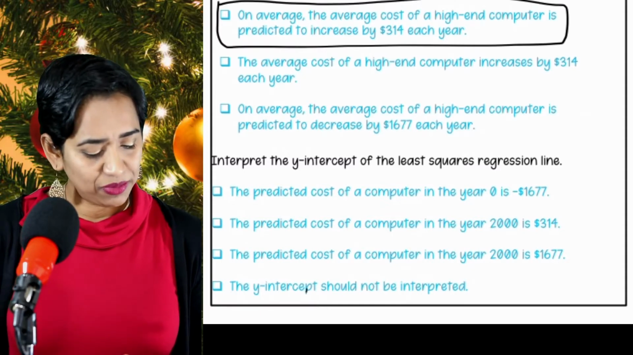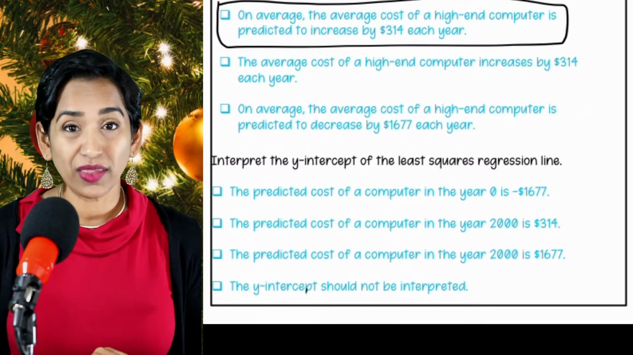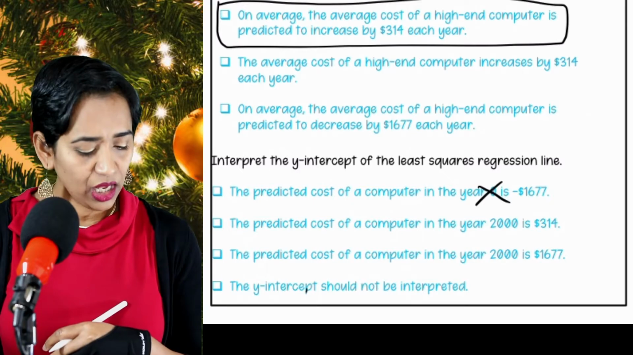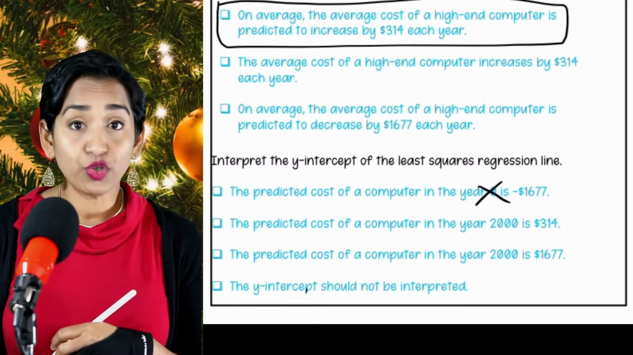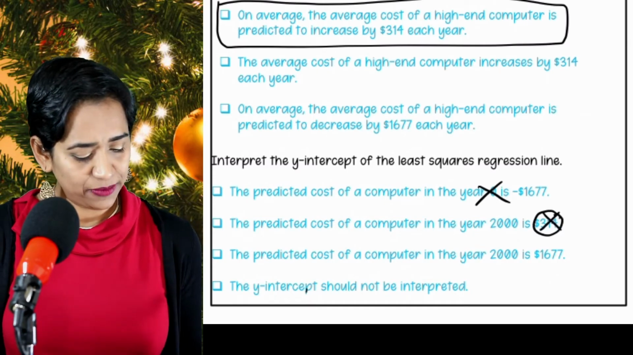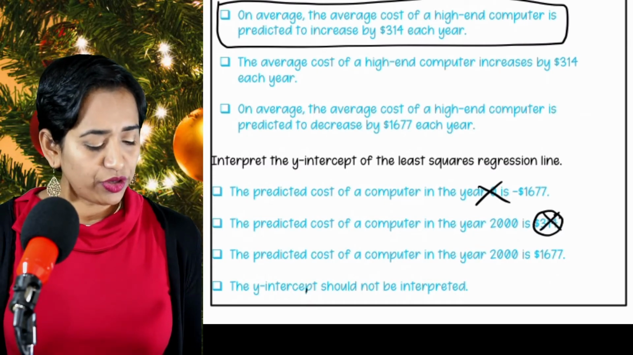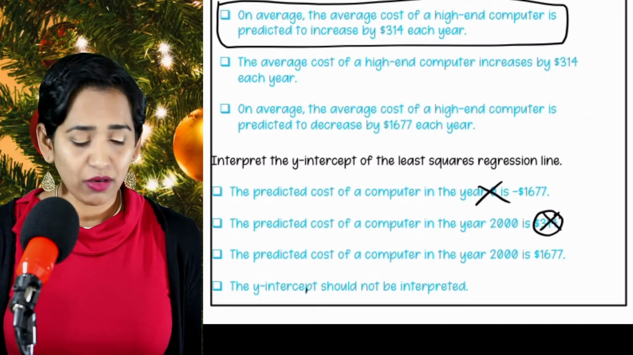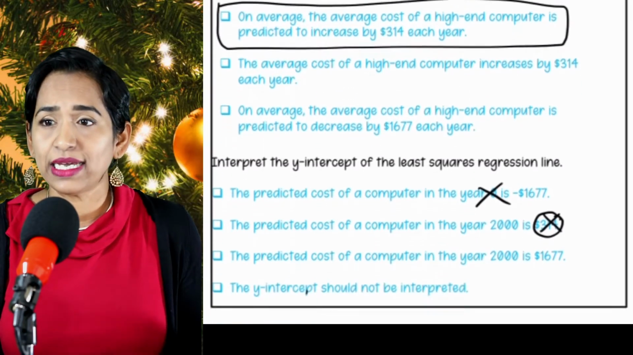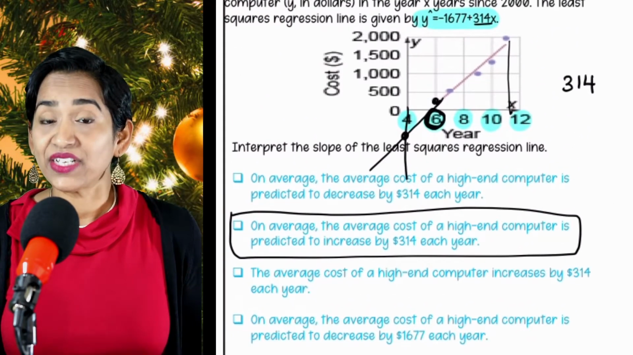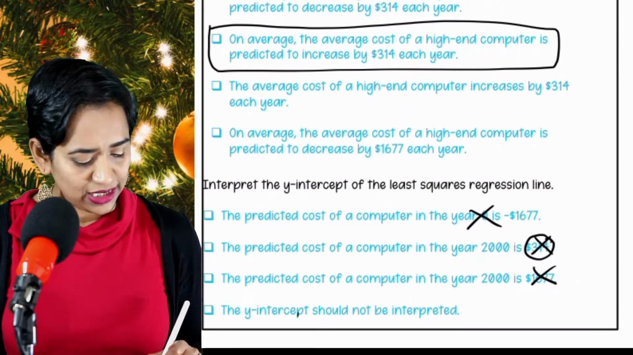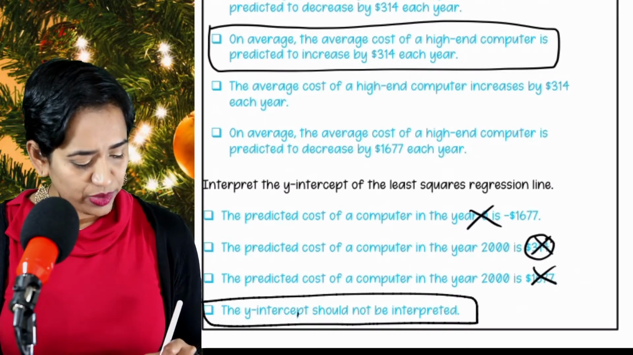Interpret the y-intercept. The predicted cost of the computer in the year 0. There's no year 0. The predicted cost of the computer in the year 2000. No, 314 is the slope. It's not the intercept. The predicted cost of the computer in the year 2000 is positive. No, it definitely says negative. If you scroll up, you will see it's negative. Let me scroll this down. You see it's negative, not positive. So even this option is wrong. My only option is the y-intercept should not be interpreted.